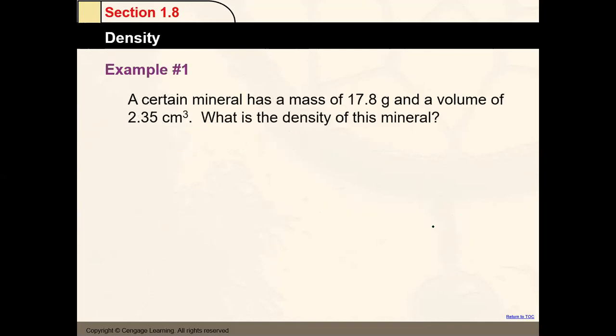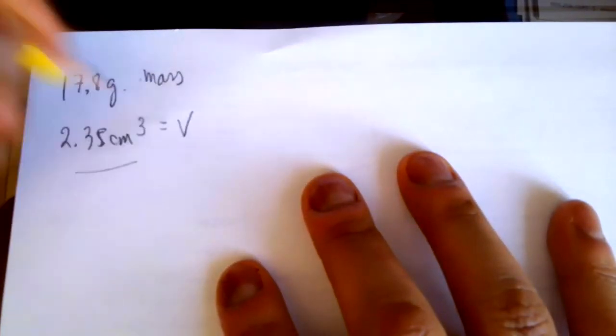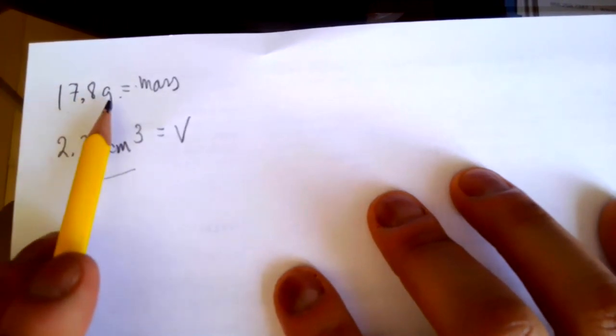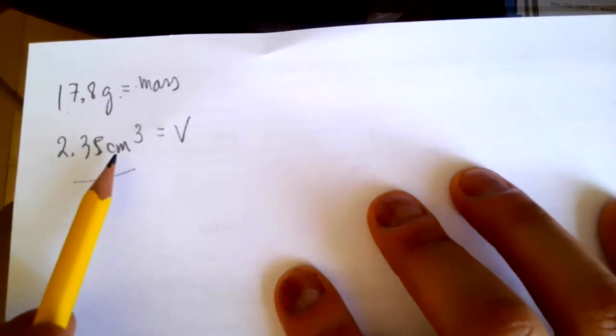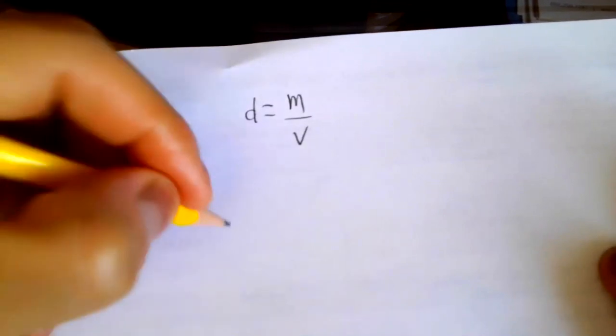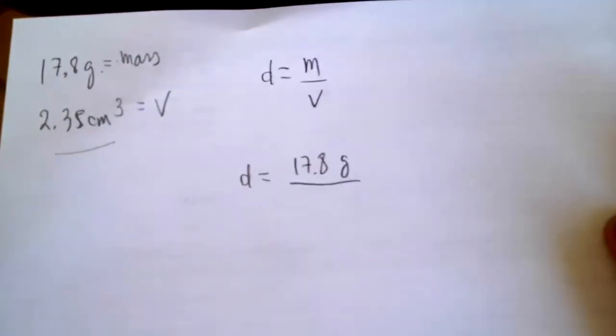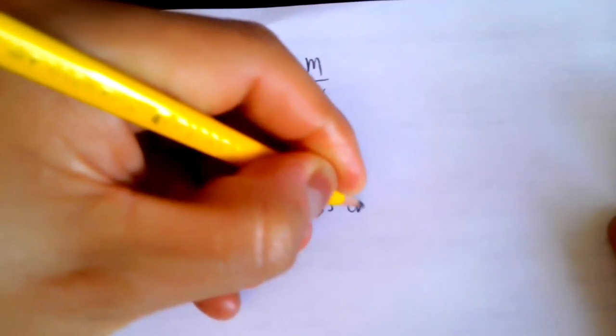Okay. Here, a certain mineral has a mass of 17.8 grams and a volume of 2.35 cubic centimeters. What is the density of the mineral? Okay, so that is the mass, and this is the volume: 17.8 grams, and 2.35 milliliters or cubic centimeters. By definition, density is equal to mass over volume. So density is equal to my mass, 17.8 grams, divided by the volume, 2.35 cubic centimeters.